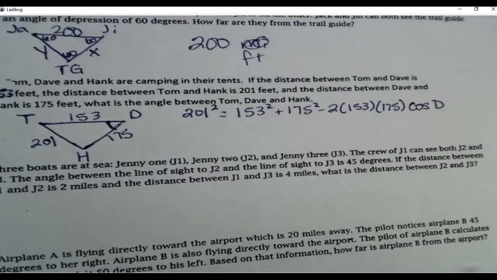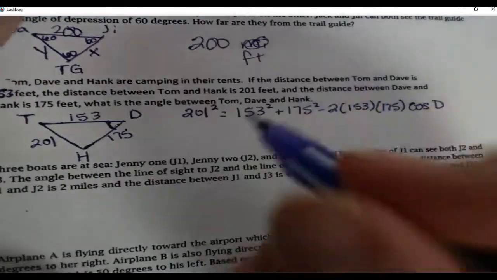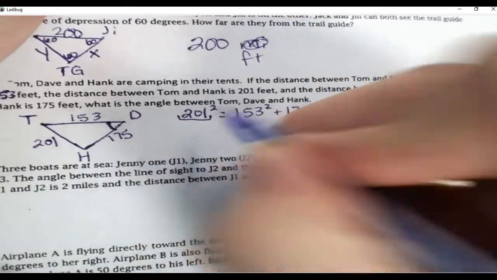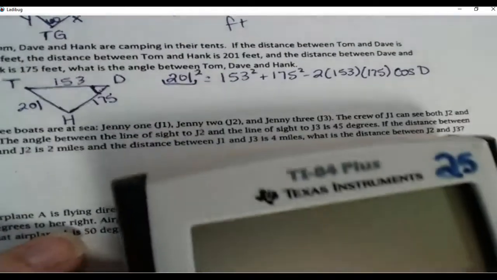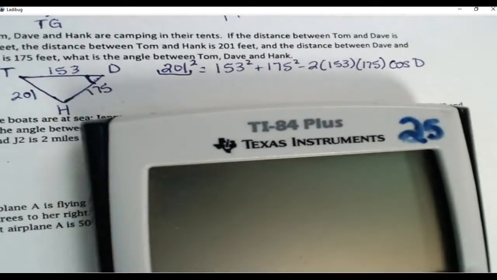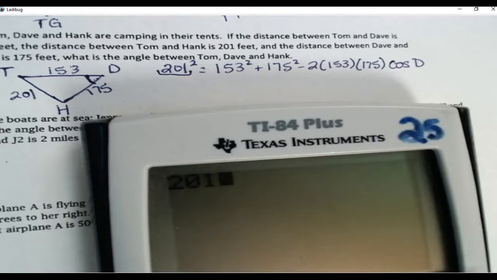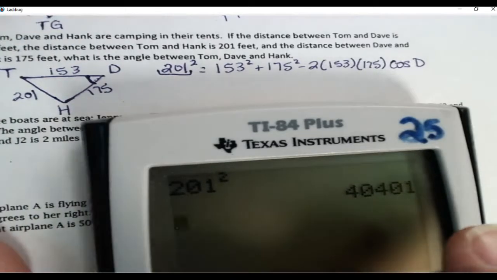And this one is our angle at Dave. So, in this one, we can't just type it all in the calculator because our variable is over there on the right side mixed in with all that stuff. So, we simplify each little piece. So, first we do the 201 squared. So that gives us 40,401.